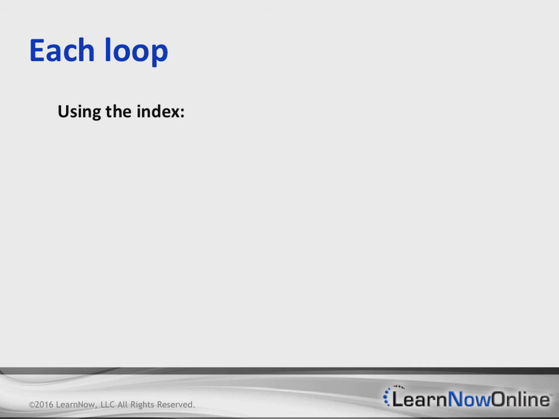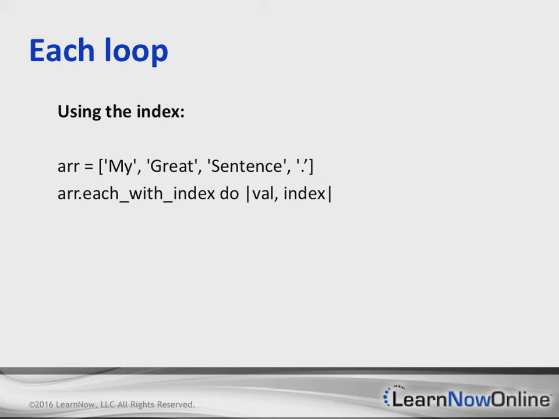Now, it's also possible to grab an index, because there's a method very similar to each called each_with_index, and it takes two different parameters. One is the value, and the second is the index for what it's iterating through.